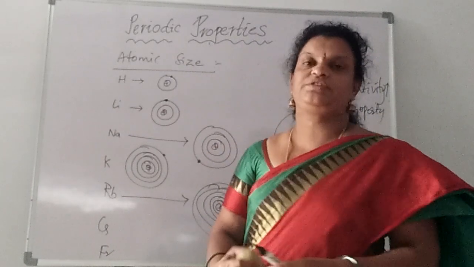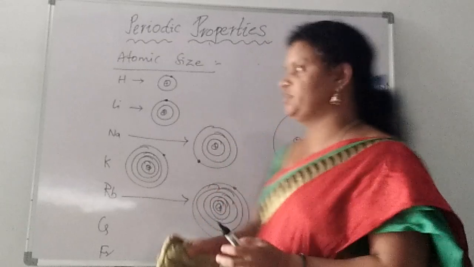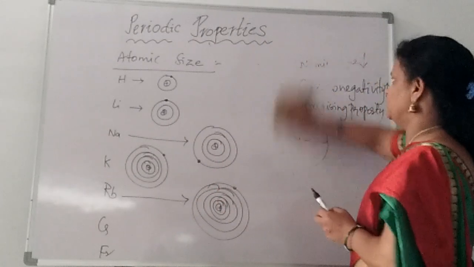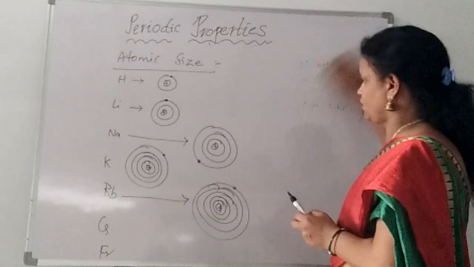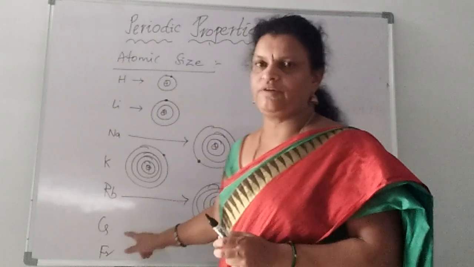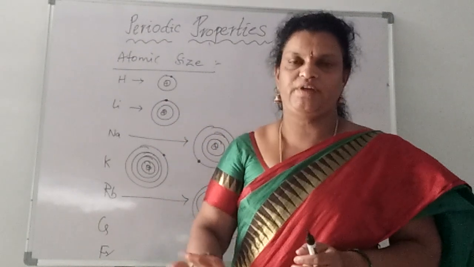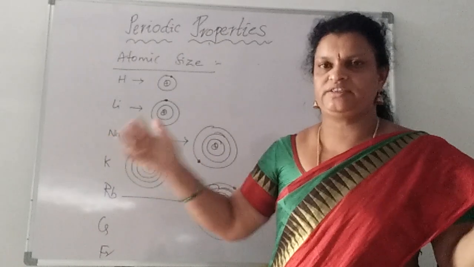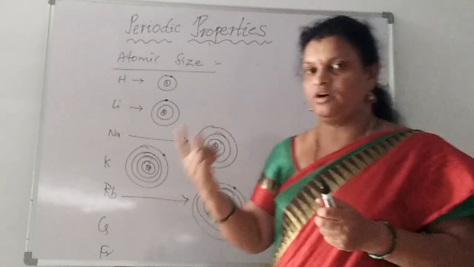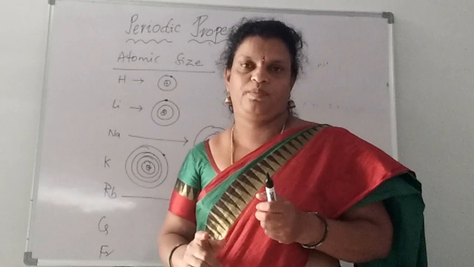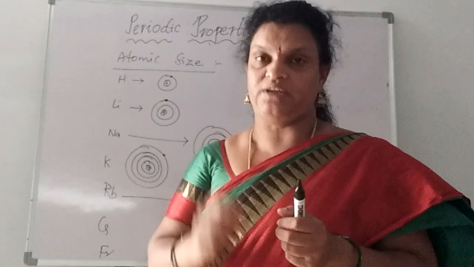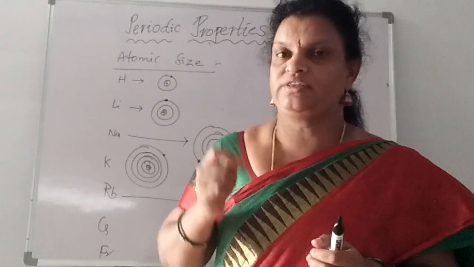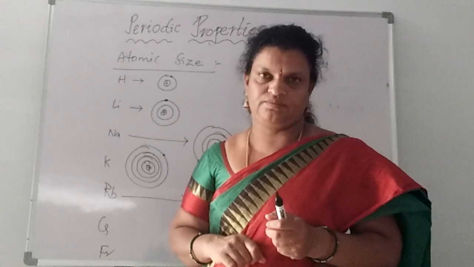Same like that, if you want to see how it changes in a period, here you see the number of protons is increasing, the number of electrons is increasing. That we are not discussing there; only shells we are seeing, because the number of shells increases, size also increases. But when you want to learn how the property changes in the period, we have to consider the protons and also electrons, right?